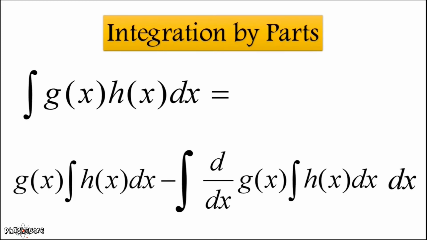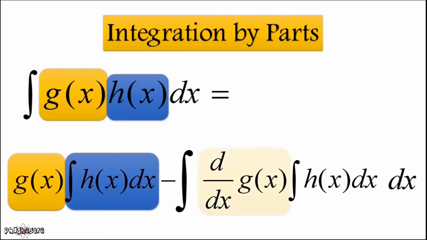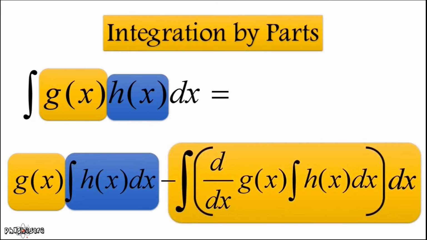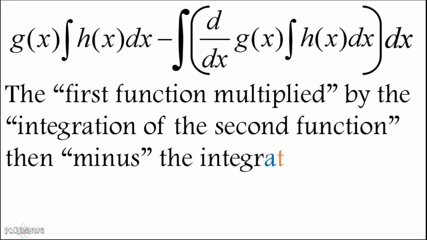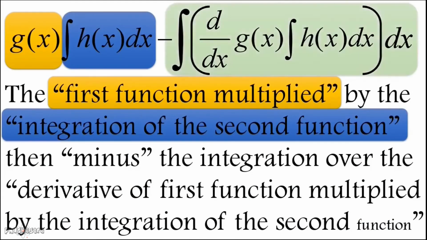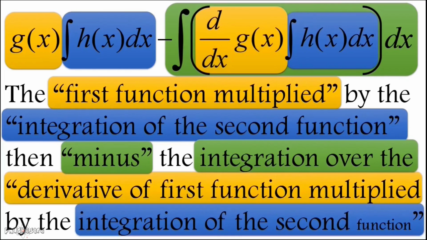Now at first this looks complicated, but if you look properly the pattern is repeated and that will make it easy to remember. So first just write g of x, then integration of h of x, minus the integration of derivative of g of x and again integration of h of x. Now it seems a little easy, right? So I make one more attempt, telling you in words: the first function multiplied by the integration of the second function, then minus the integration of the derivative of the first function multiplied by the integration of the second function.